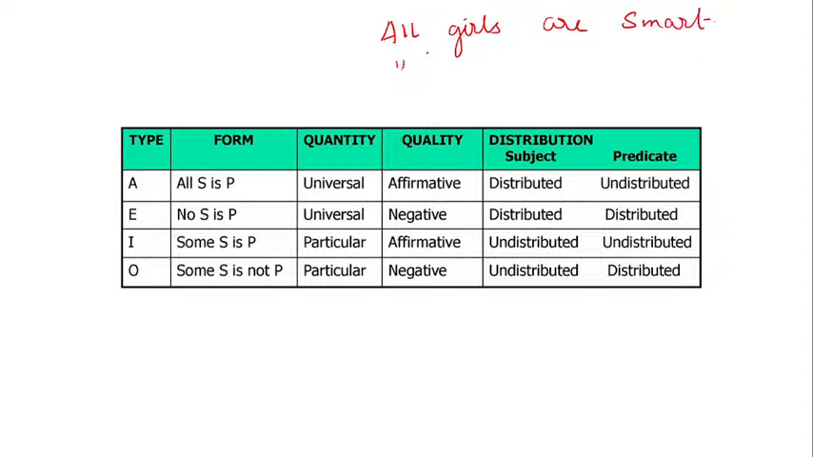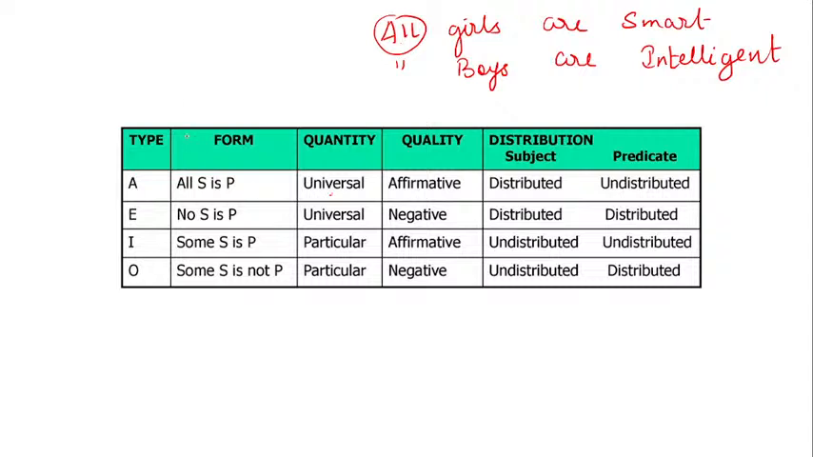Or if I say, so boys will get angry, so I'll write boys also. All boys are intelligent. So in this proposition, what do you see? What is the quantity? We are talking about each and every girl in the world, and in the second proposition, we are talking about each and every boy in the world. So what is the quantity? The quantity is all. So it is a kind of universal statement. So quantity is universal.